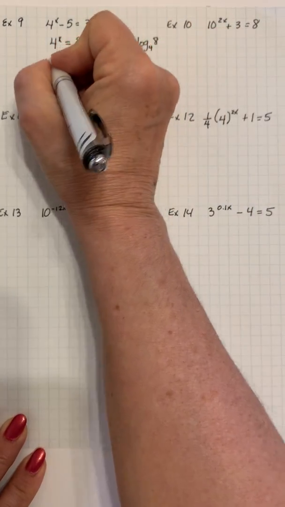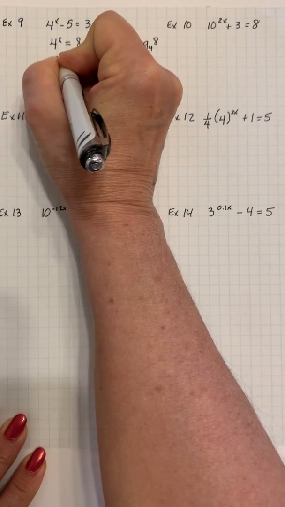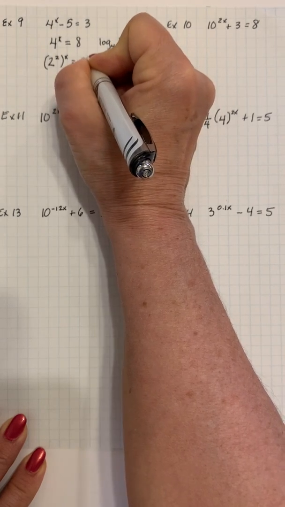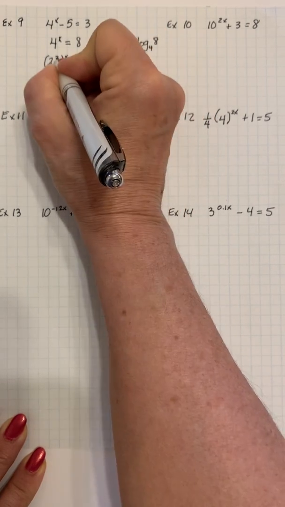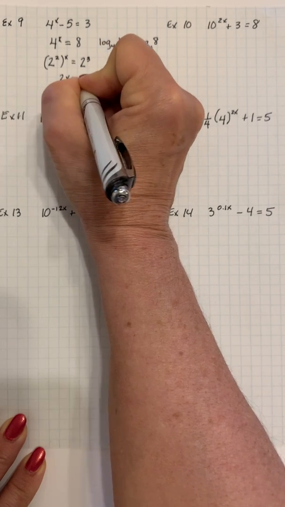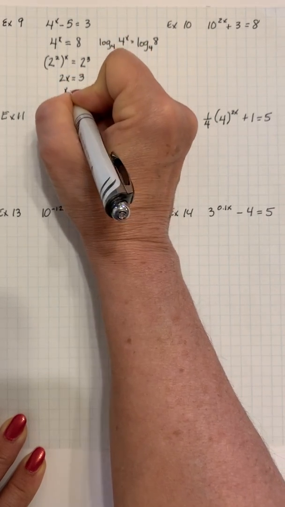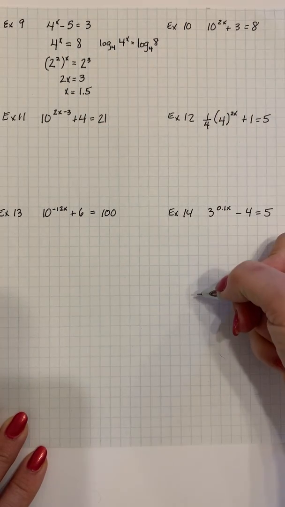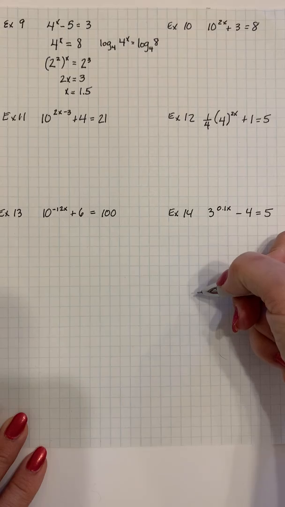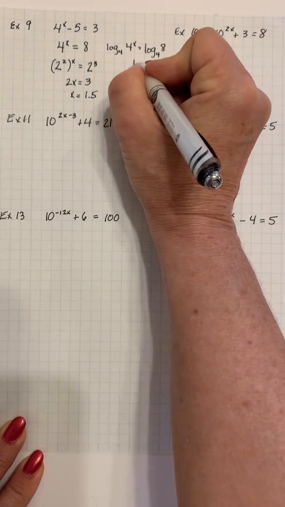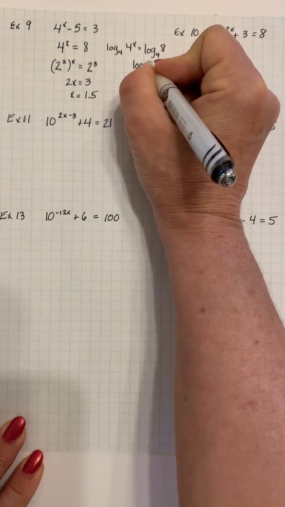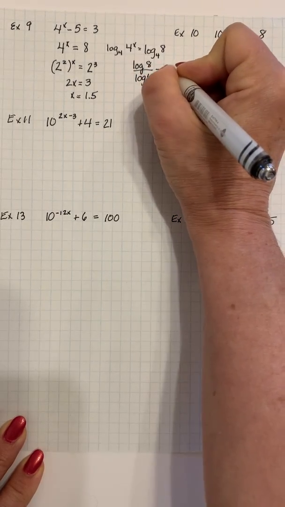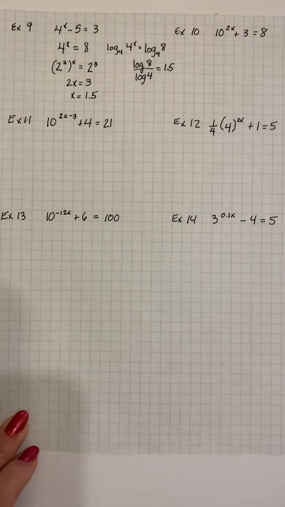Or we could see that this is 2 squared raised to the x, and this is 2 cubed. So 2x equals 3 in this case, and x is equal to 3/2 or 1.5. And that's an exact answer. We don't have to do a squiggle. That would actually be the exact answer. And if you did log of 8 divided by log of 4, you will find that it is 1.5 on your calculator.